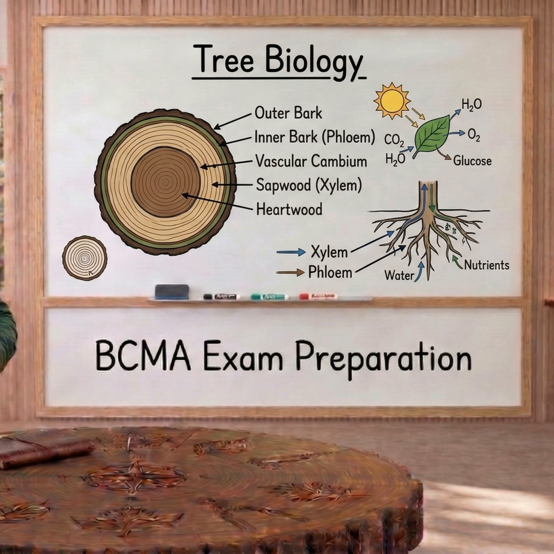Trees also grow in diameter through secondary growth. This occurs in the vascular cambium, a thin layer of dividing cells located between the xylem and phloem. The vascular cambium produces secondary xylem toward the inside and secondary phloem toward the outside. This radial expansion is responsible for increasing trunk diameter year after year.